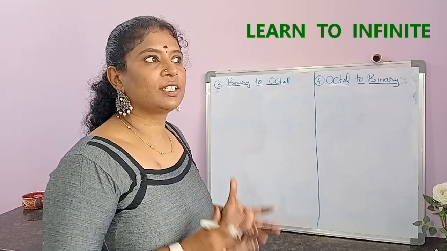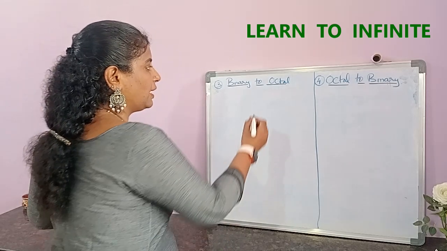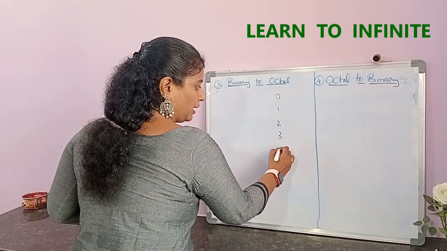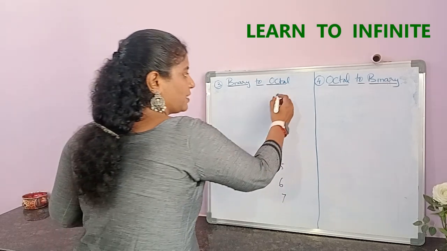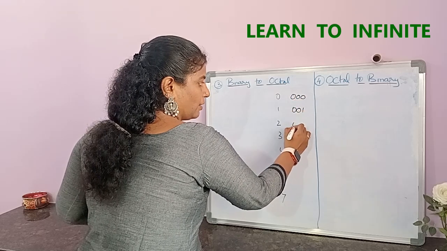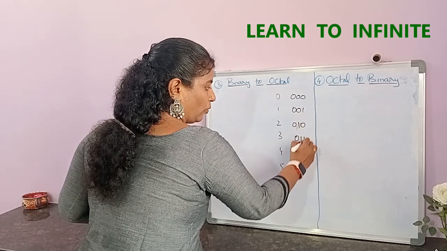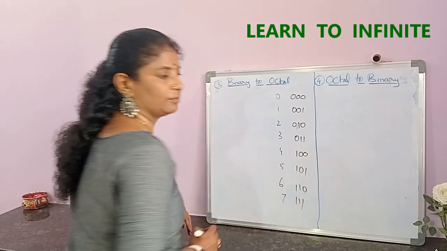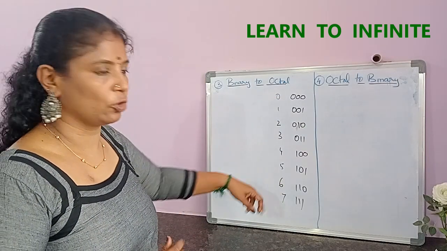Usually octal is represented as 3 bits of a binary number. As you all know, the octal number system goes from 0 to 7, right? So it is 0, 1, 2, 3, 4, 5, 6, 7. The binary representation of the octal numbers is 000, 001, 010, 011, 100, 101, 110, 111. So this is the binary representation of an octal number from 0 to 7.